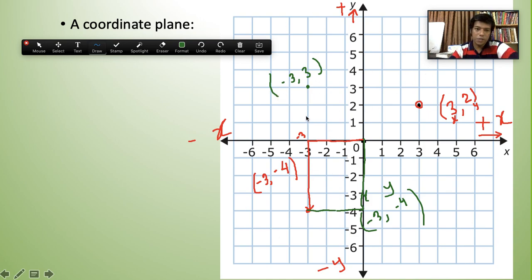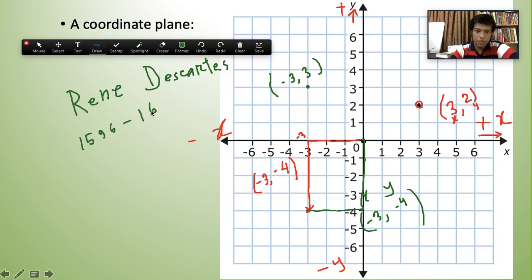This coordinate system actually came from a scientist whose name is René Descartes. This is the name of this mathematician, a very talented mathematician who lived only 54 years. He lived from about 1596 to 1650. So only 54 years he lived, and then he developed this amazing thing.